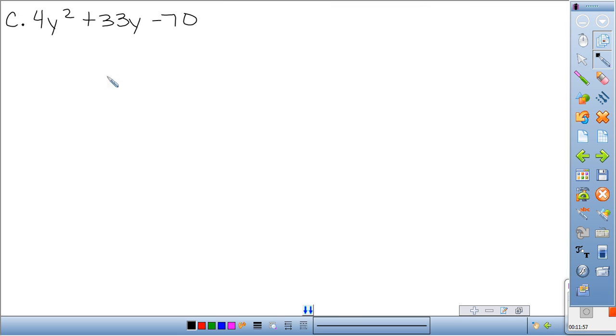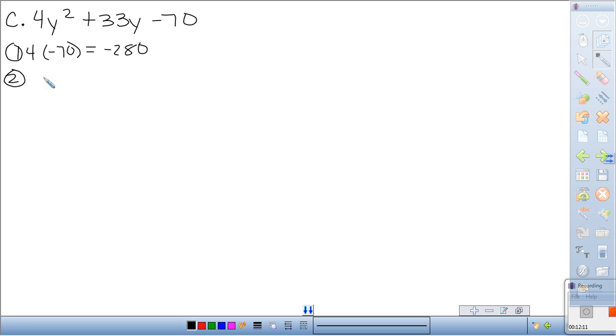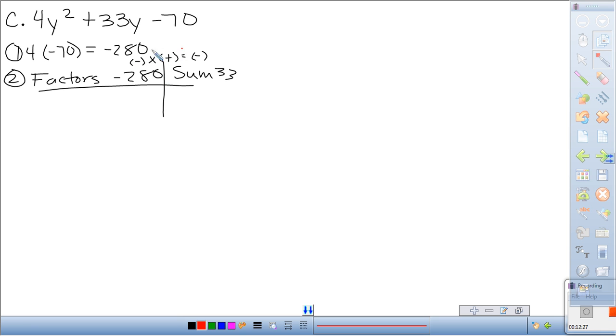Okay, let's try one more. We'll try to do this quickly. I want to multiply first 4 times negative 70, and 4 times negative 70 gives me negative 280. Now I want to see what the factors of negative 280 are that will add to give me 33. I need to multiply a negative times a positive to get a negative in the middle. And I want my positive number to be bigger so that I can get a sum of a positive number.